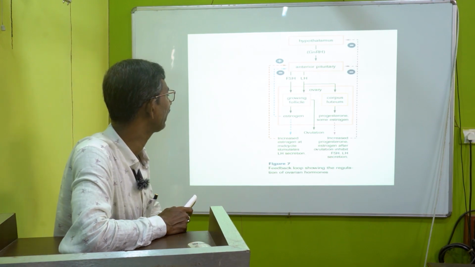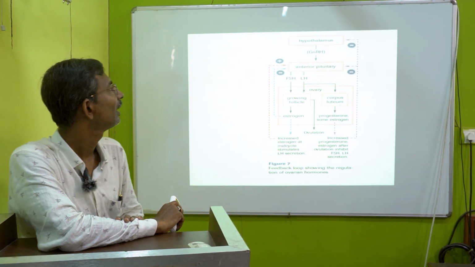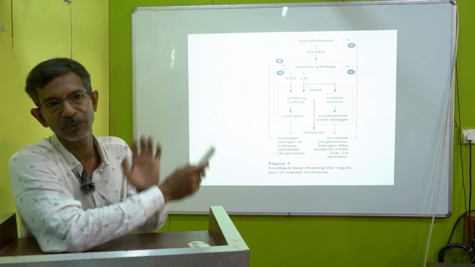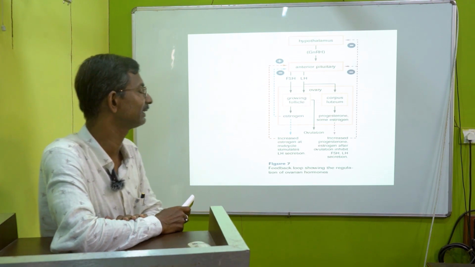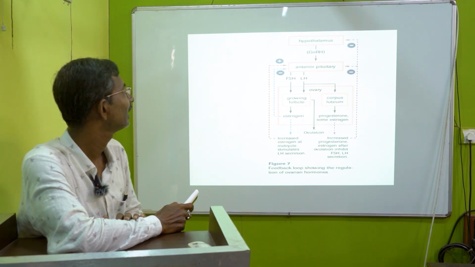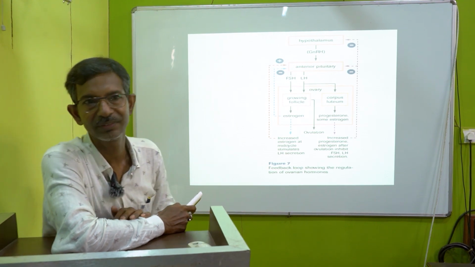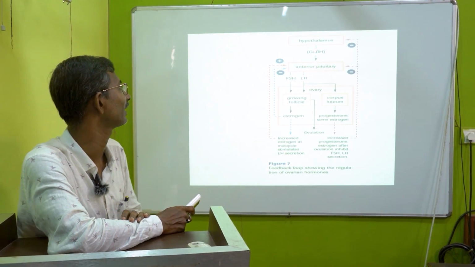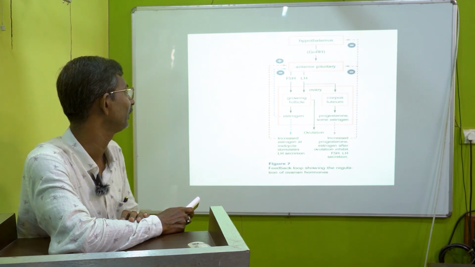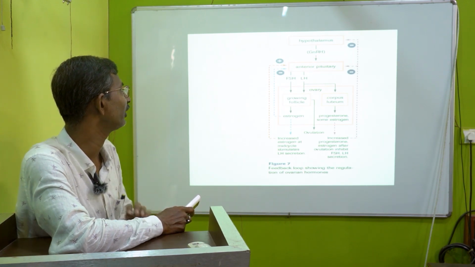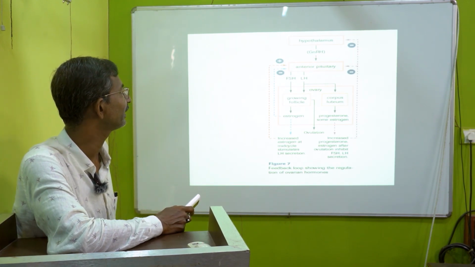Next. Now this is the feedback mechanism. We know this is the hypothalamus pituitary gonadal axis, and let us see how it acts. From the hypothalamus, GnRH, the gonadotropin releasing hormone, is secreted. Now this GnRH acts on the anterior pituitary, and from the anterior pituitary, LH and FSH are secreted.